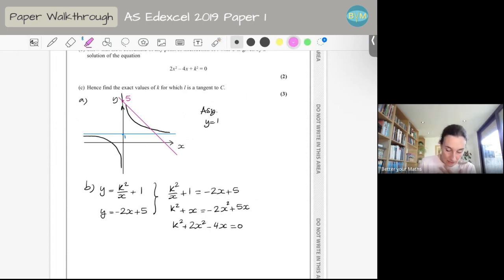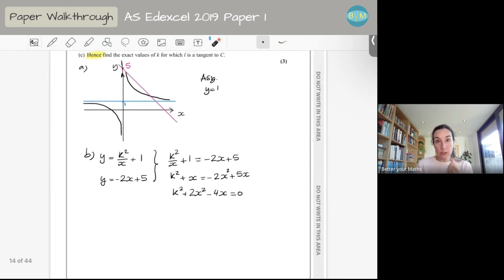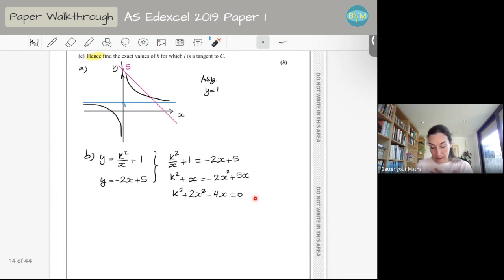And then, hence, using that, proceed to find the exact values of k for which L is tangent to C. So this one needs to cut in only one point. So we need only one point of intersection. And the points of intersection are given by this quadratic. And we know when a quadratic has one solution, two solutions, or no solutions. So that's what we are going to use. We are going to use the discriminant.